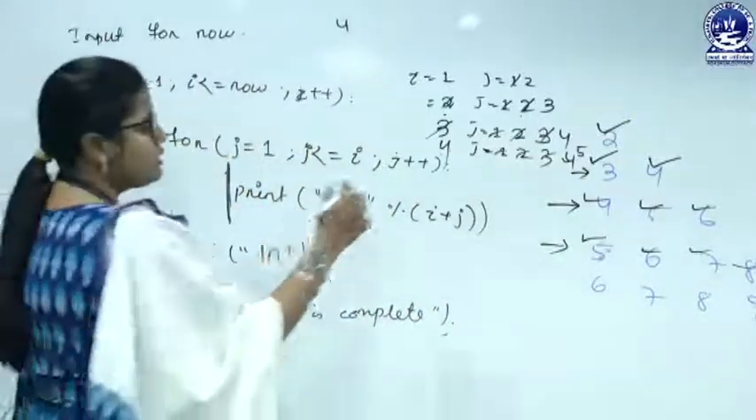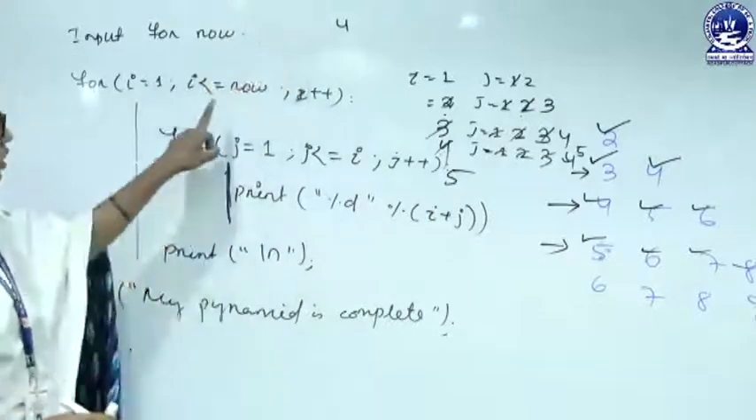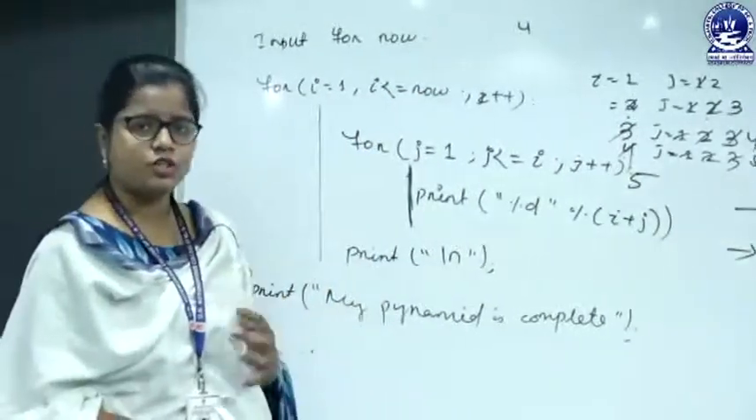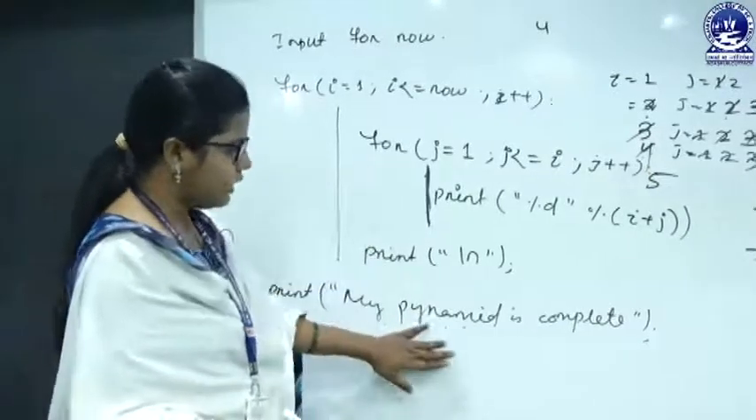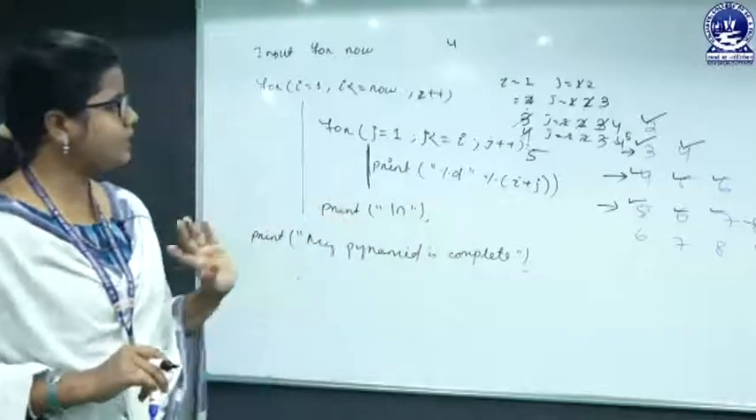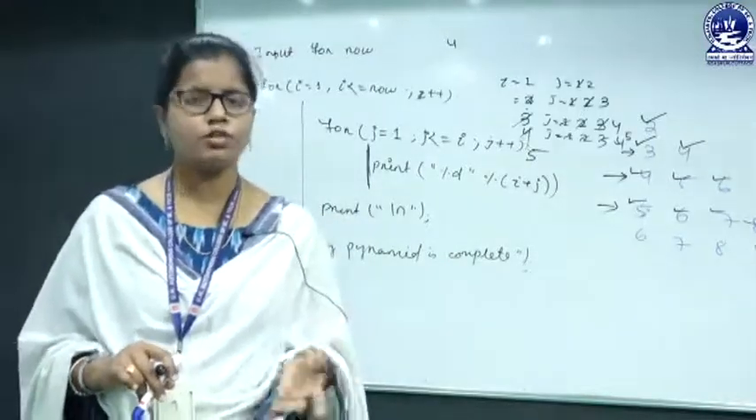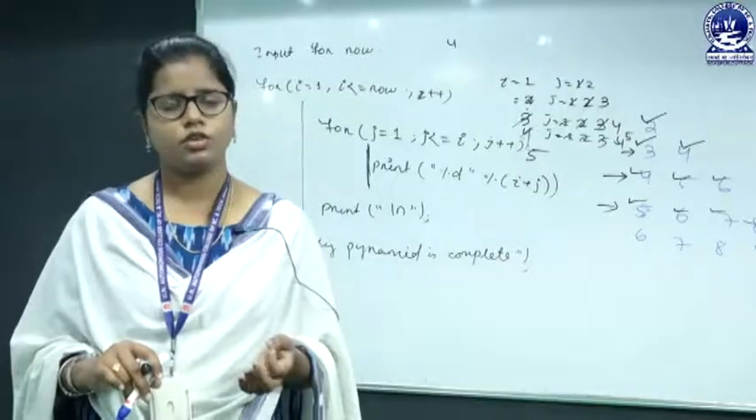So now the I value will be 5. What is the row here? 4. 5 less than equals to 4, condition false. Then I will go here: my pyramid is complete. So this is the pseudocode for printing this pyramid. You can change your pyramid and write the pseudocode for your pyramid according to your question.